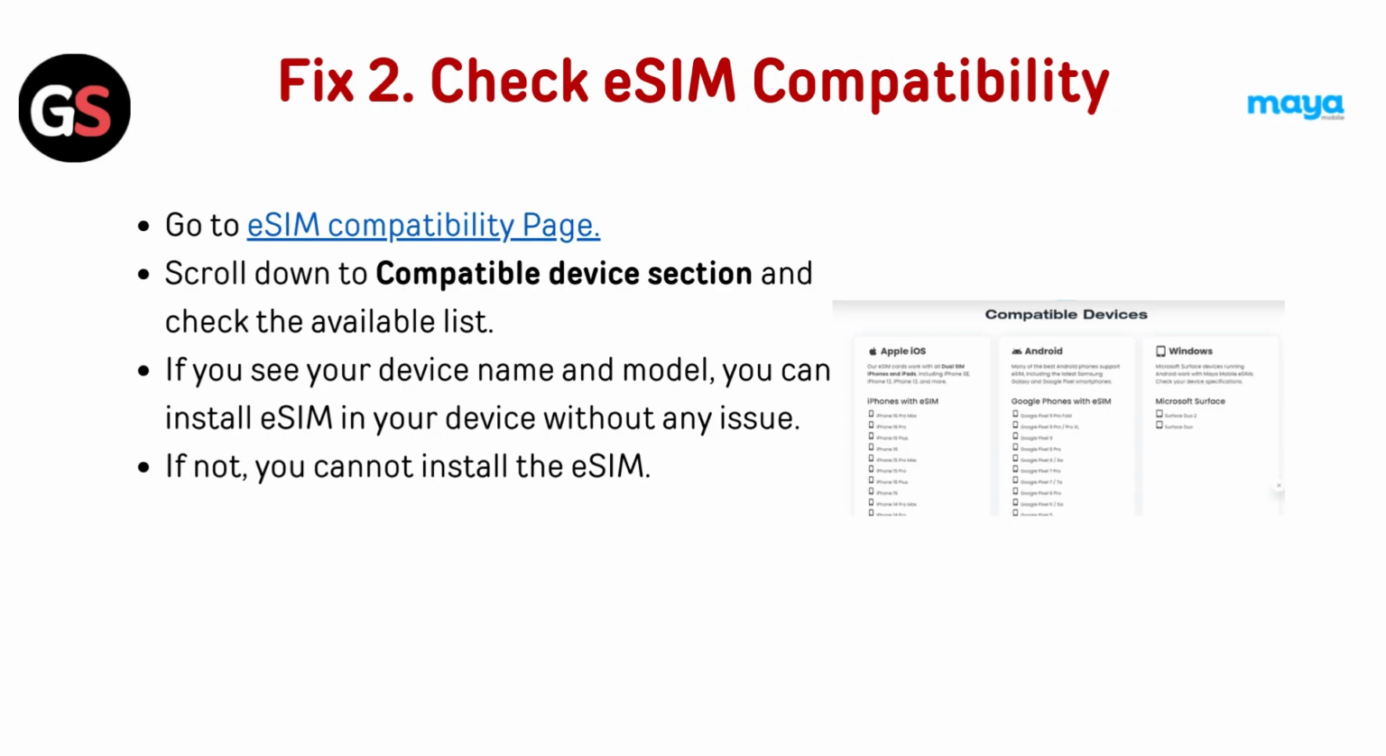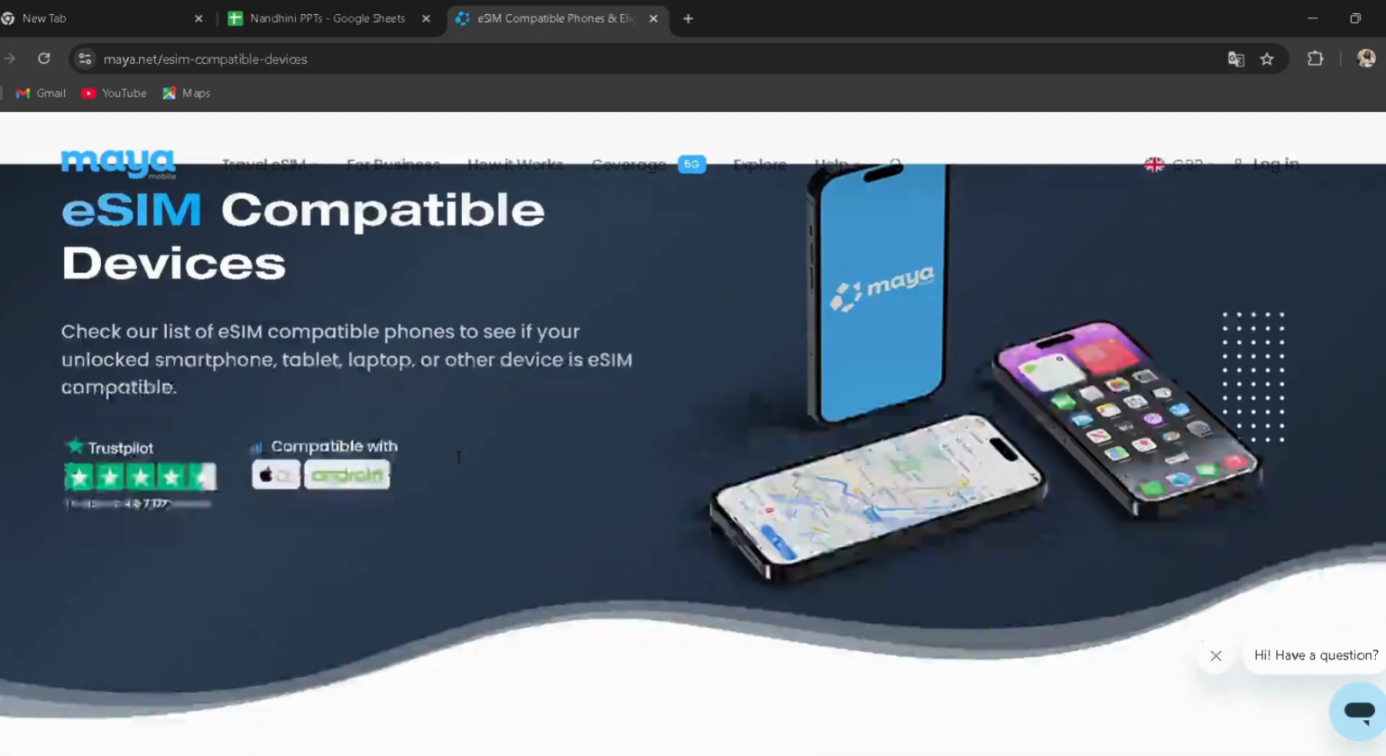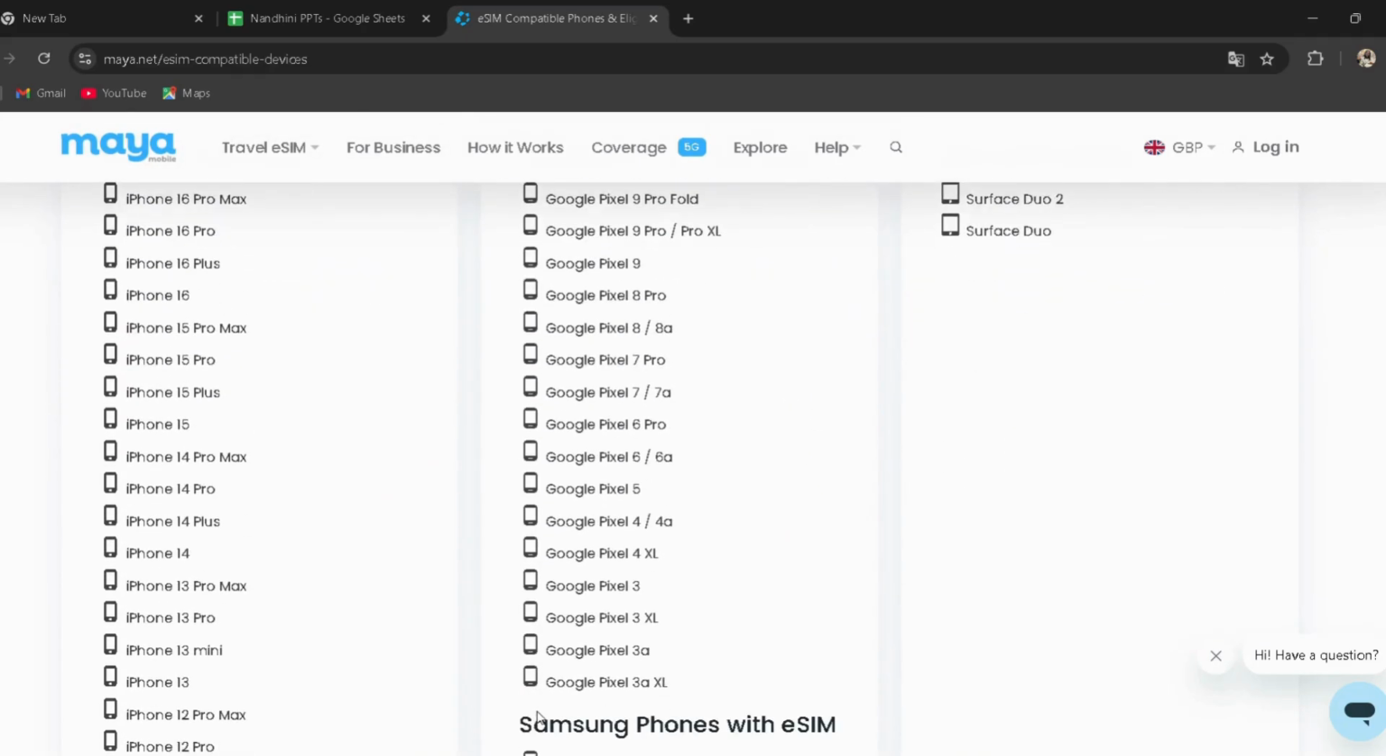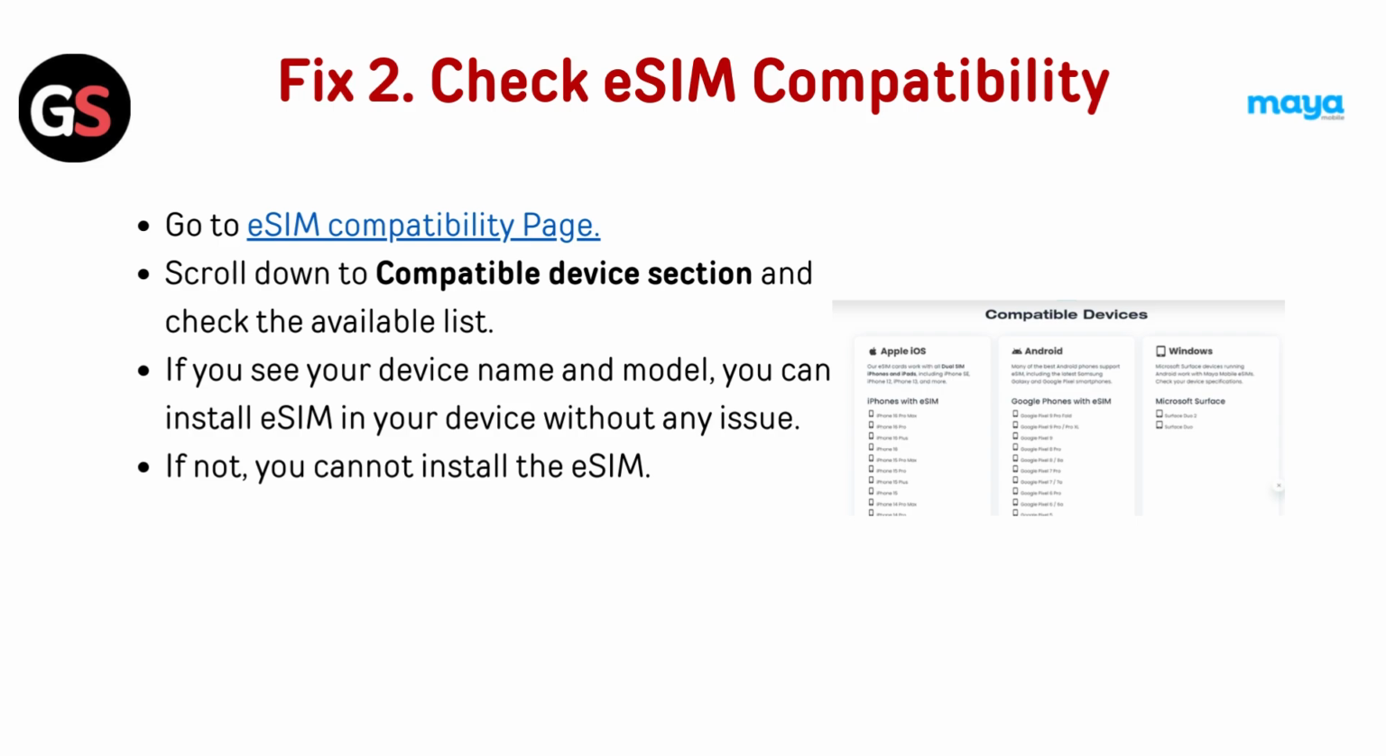Fix 2. Check eSIM compatibility. Go to the eSIM compatibility page. I have provided the link in the description. You can directly go through it. Scroll down to the compatible device section and check the available list. If you see your device name and model, you can install the eSIM in your device without any issue. If not, you cannot install the eSIM.